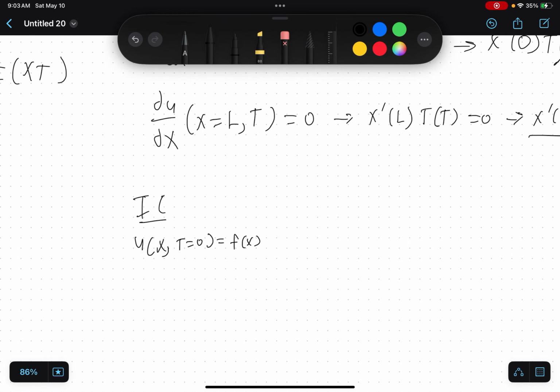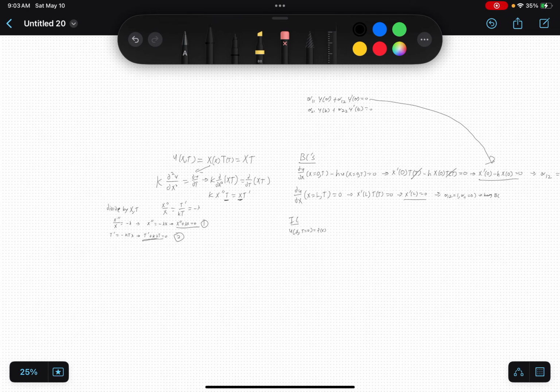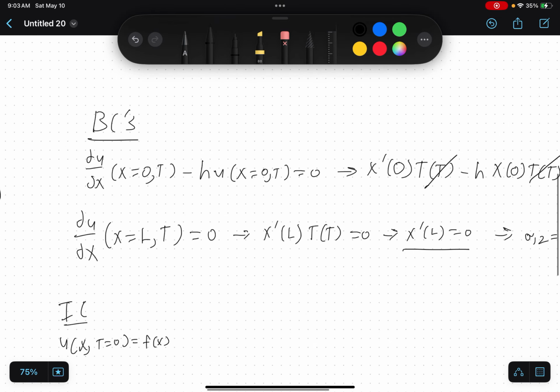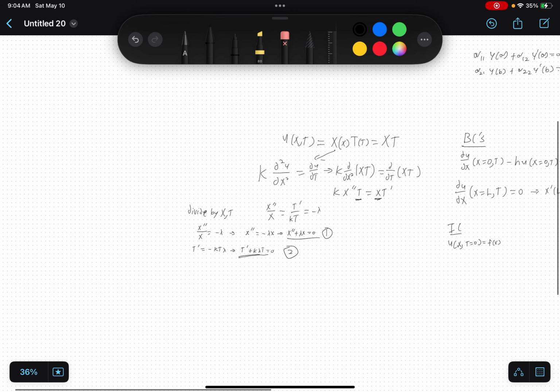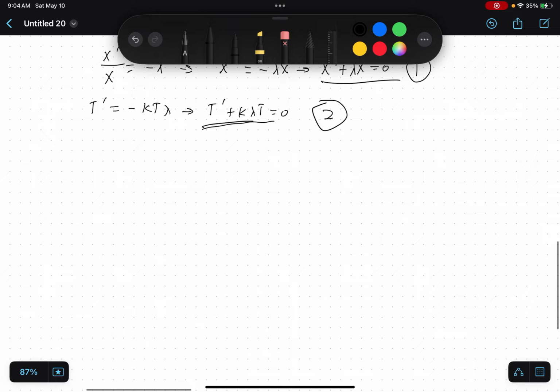Now, we could transform this, but the way I solve this problem later on, I don't need to transform it. But these two boundary conditions I did need to transform. Okay, so let's go back to here. So we've got our two equations. Let's start with equation 1.